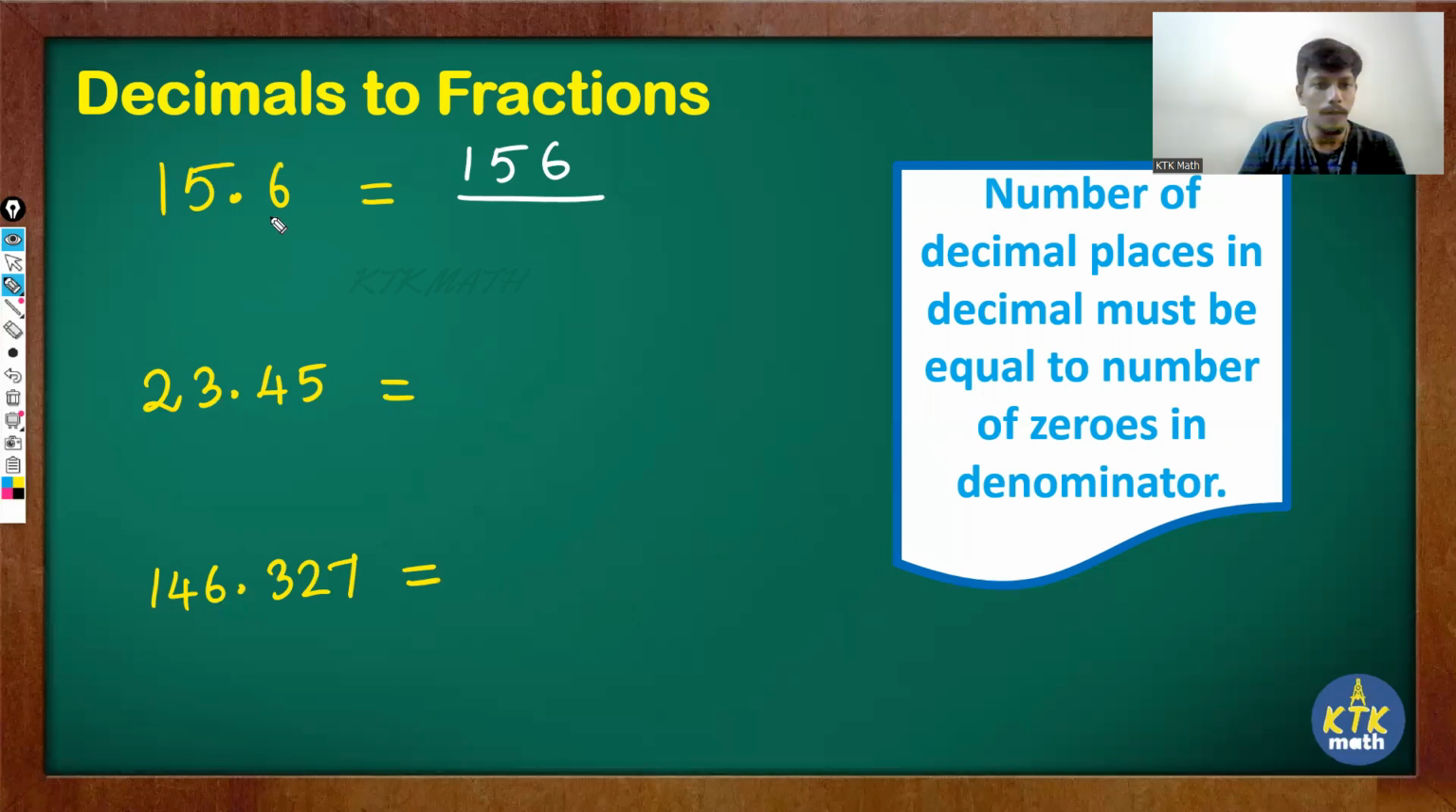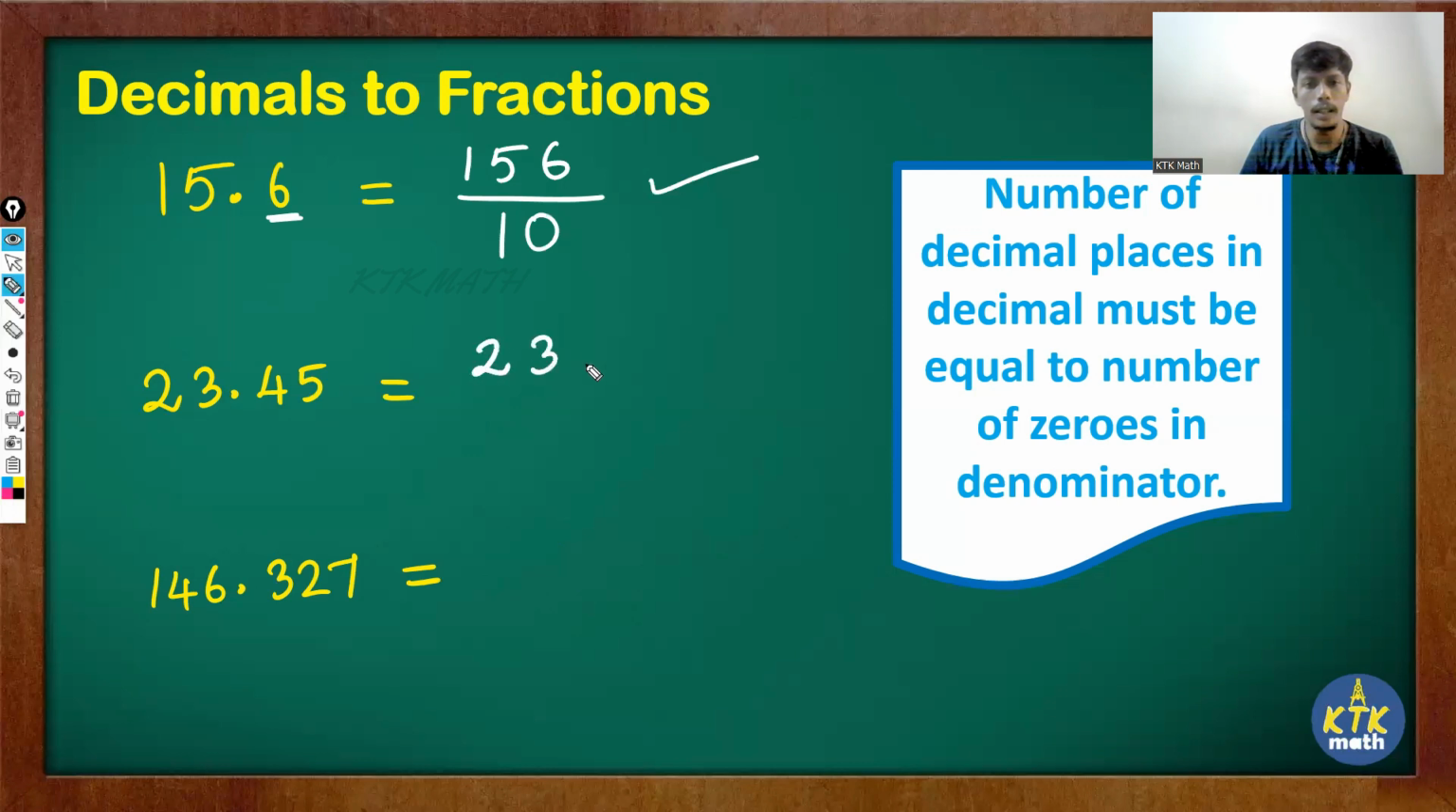Now, point after how many numbers? Only one number, so you just put 10. That's it, very simple. There are cases where it is possible to simplify the fraction, but that is secondary. We are learning only conversions now. If it is possible to reduce the fraction, you can reduce. That is the secondary part.